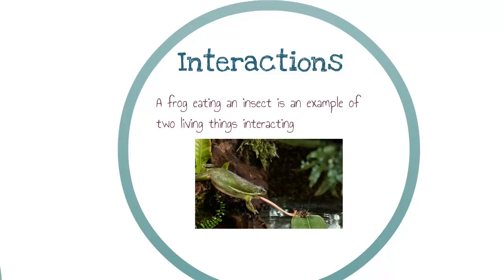So that type of interaction is the most important, and it's the most common. Without things eating each other, the ecosystem would not be in balance, and things would not be able to survive without eating.